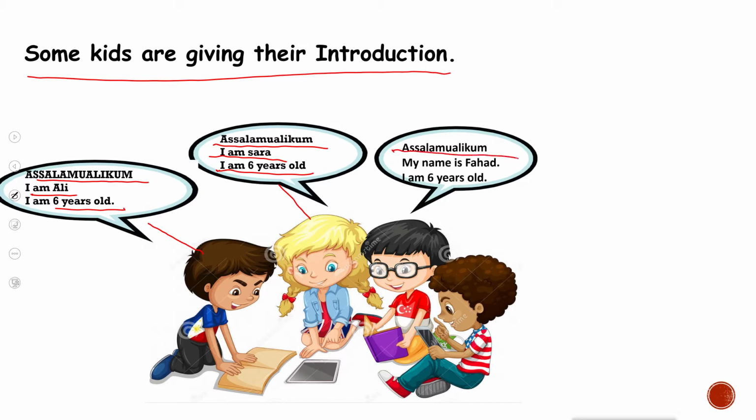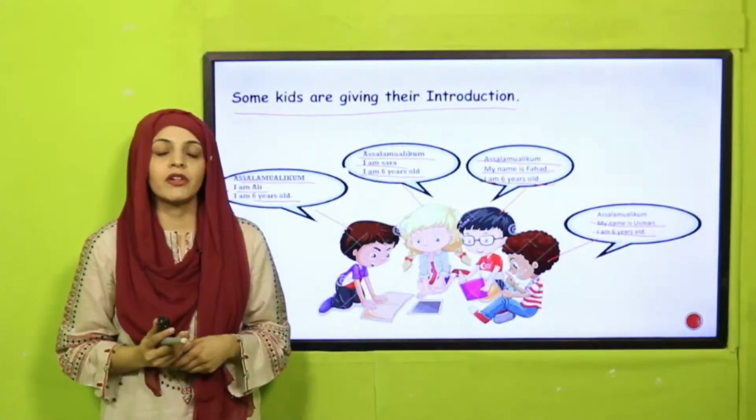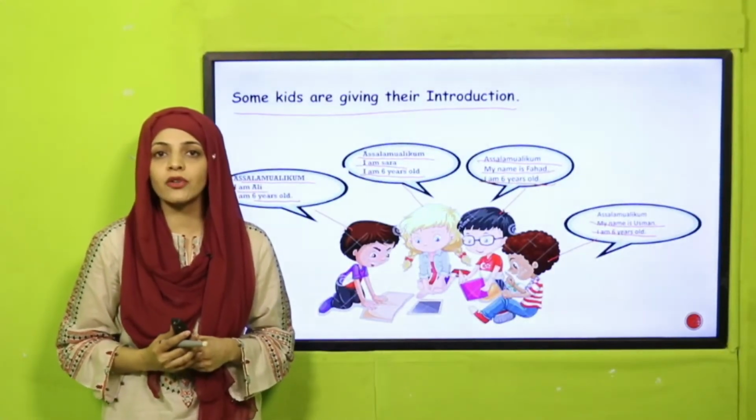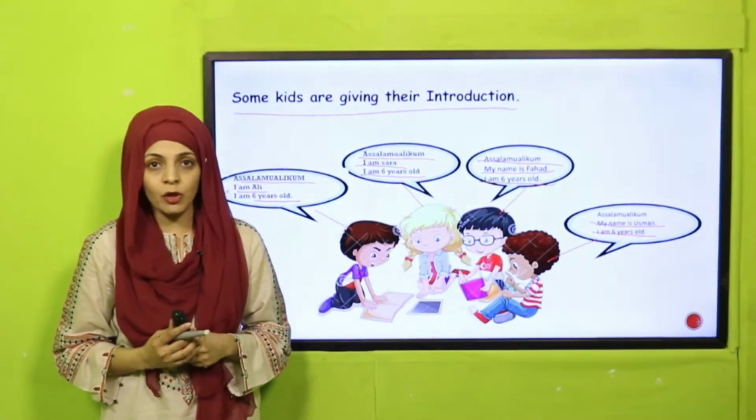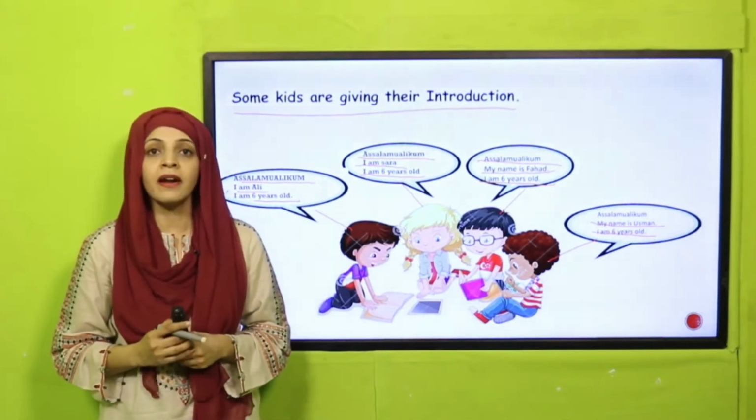Assalamu alaikum. I am Fahad. I am 6 years old. Assalamu alaikum. I am Usman. I am 6 years old. This is Usman. So all these kids are giving their introduction, and how are they giving their introduction? They are saying Assalamu alaikum. They are telling their names and they are also telling their age.